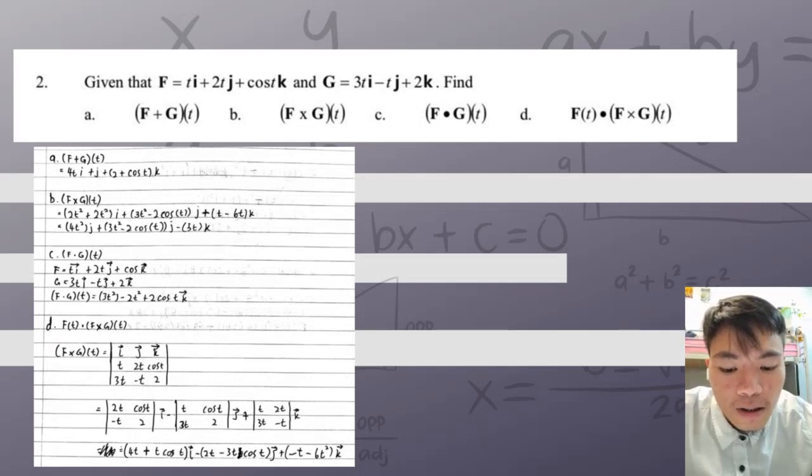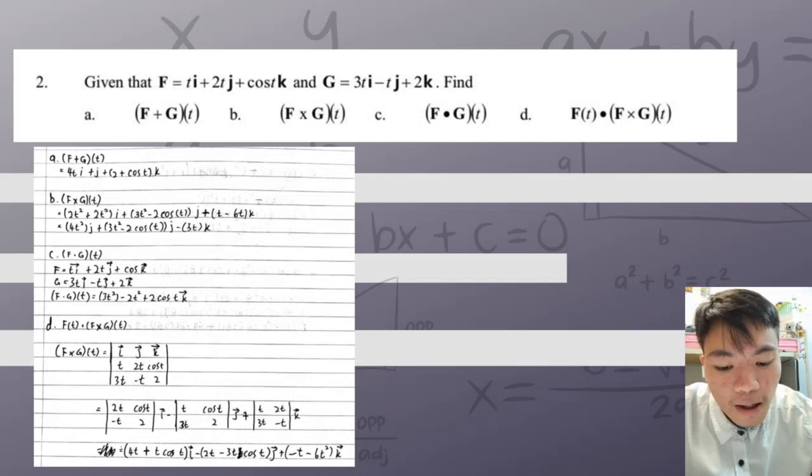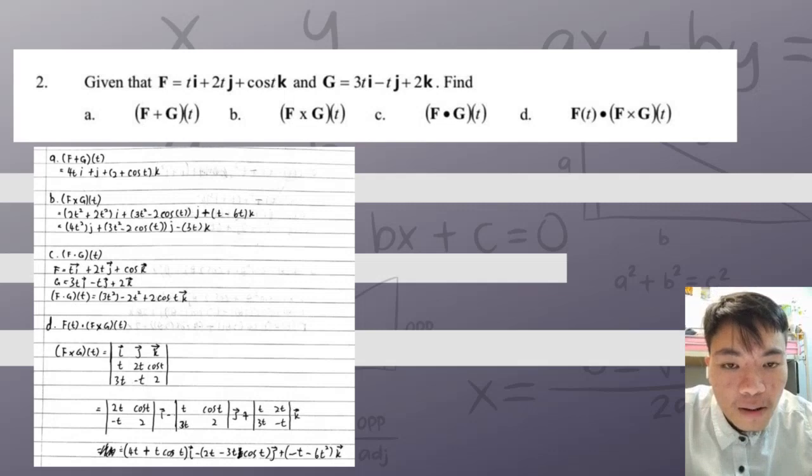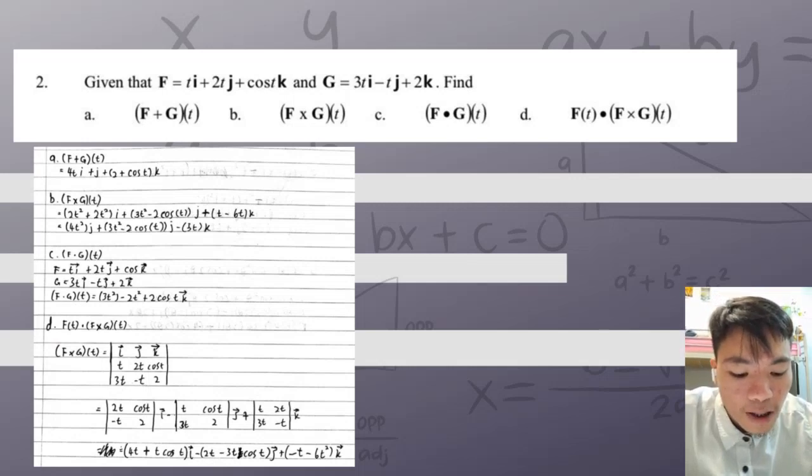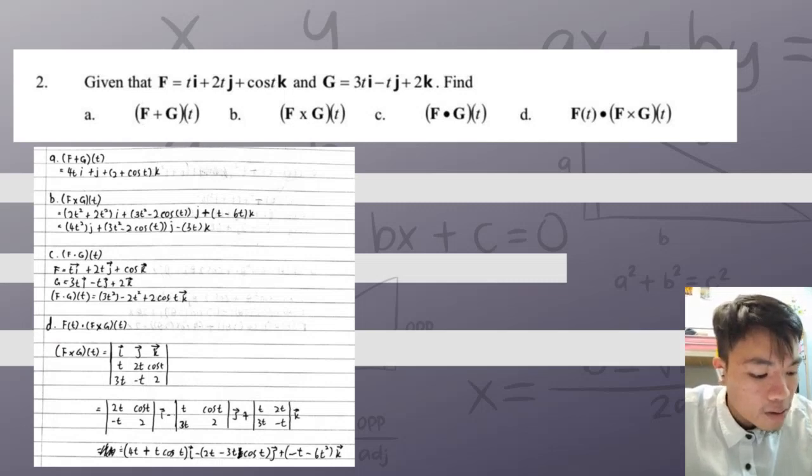Next, D. For D, we also do the same thing. f of t multiply g of t. And so the answer we can get is (4t plus t cos t) i minus (2t minus 3t cos t) j plus (negative t minus 6t squared) k.